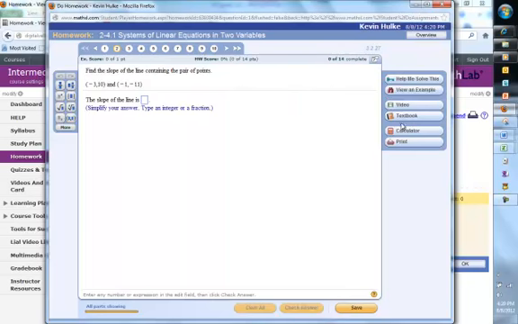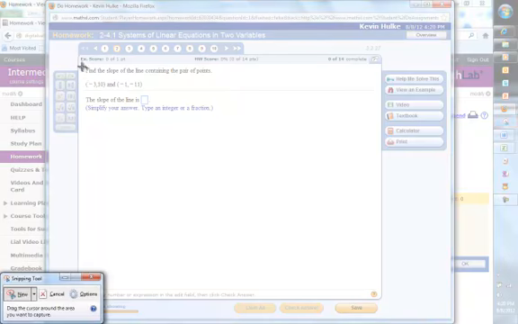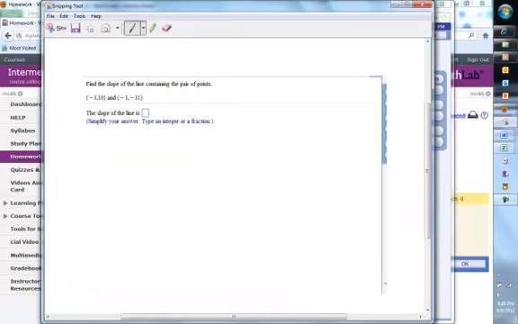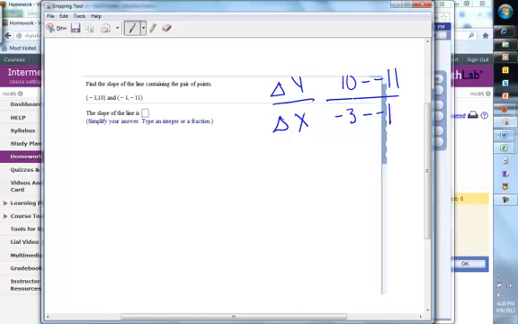Let's go. Let's get started. Question 1, find the slope of the line containing these 2 points. All right, so how does the slope work? Well, remember that the slope is the change in y over the change in x. Y changes from 10 to negative 11. X changes from negative 3 to negative 1. 10 minus negative 11 is the same as 10 plus 11 over negative 3 plus 1.